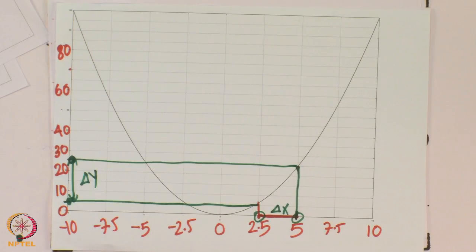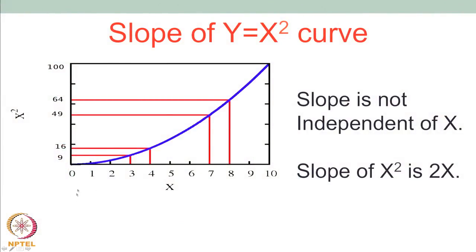So let us do that. Look here. If you take the y is equal to x square curve, and I take 3 and 4 as my x values, the corresponding y values are 9 and 16. So I will get 7. On the other hand, if I take 7 and 8, where delta x, the change in x, is 1, the corresponding y values will be 49 and 64, and this difference is very different from the earlier difference. So if I calculate the slope here and the slope here, it appears very different.